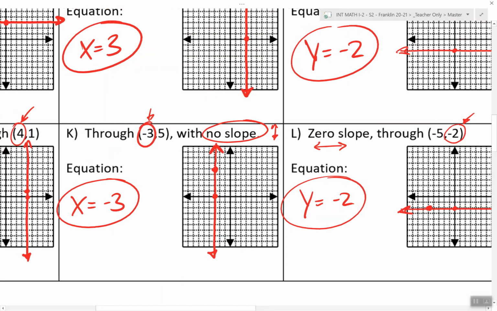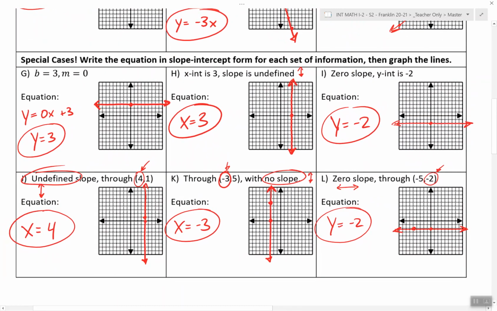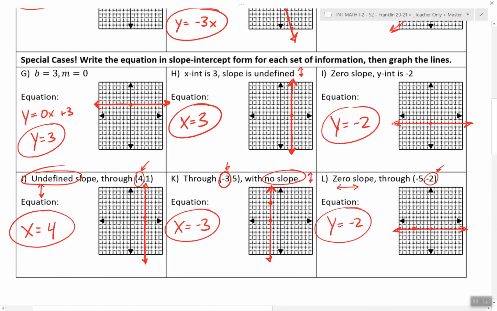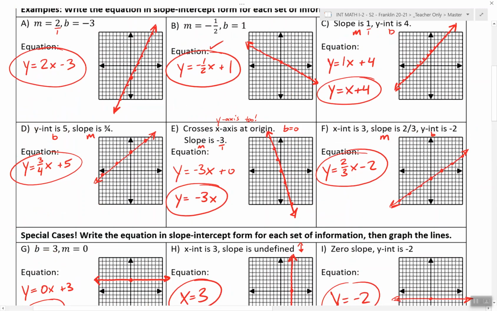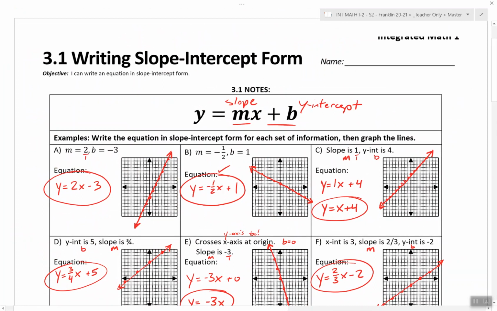Okay, so there you have the special cases for these constant equations that are either x or y equals a number. So you just kind of have to remember that when you have x equals a number, it's going to be a vertical line through that number or through the x value of a point. And if you have y equals a number, that's going to be a horizontal line through that number on the y-axis, slope of 0. Okay, so there you have writing equations and a little graphing practice for slope-intercept form.